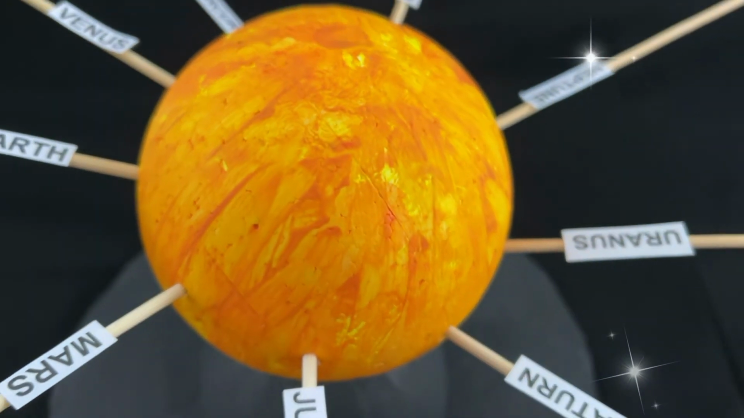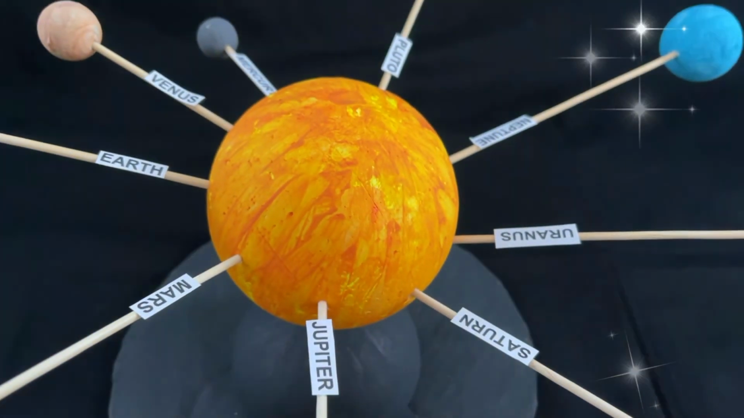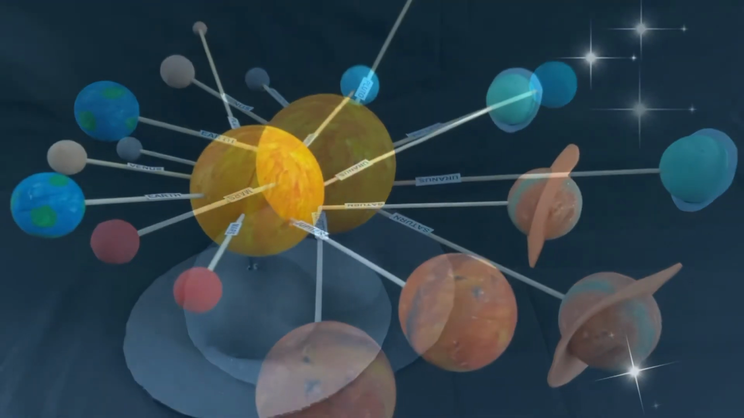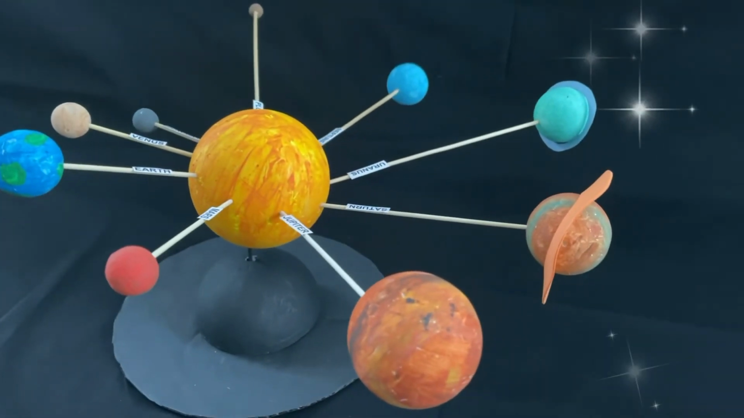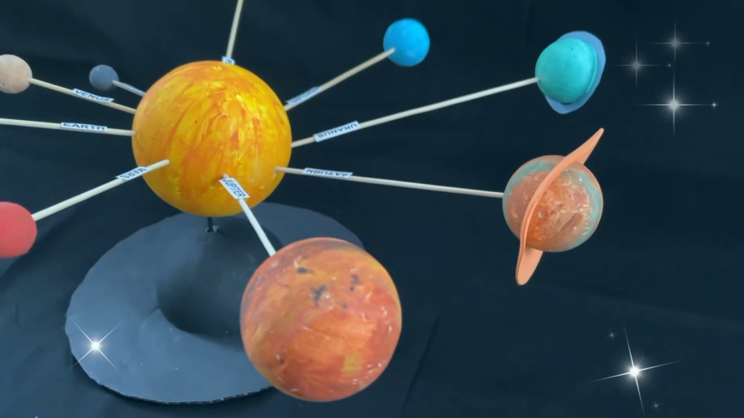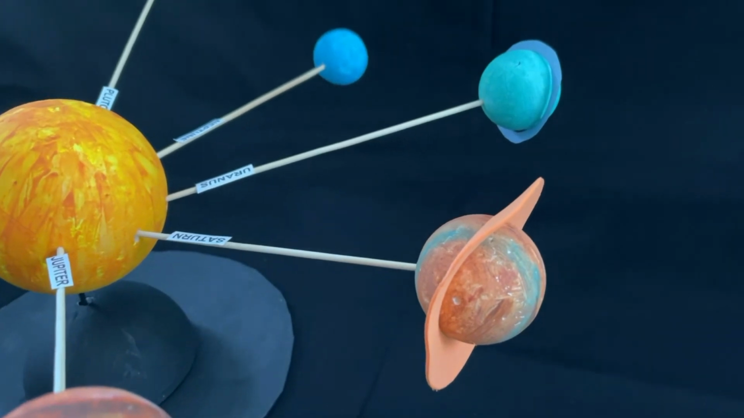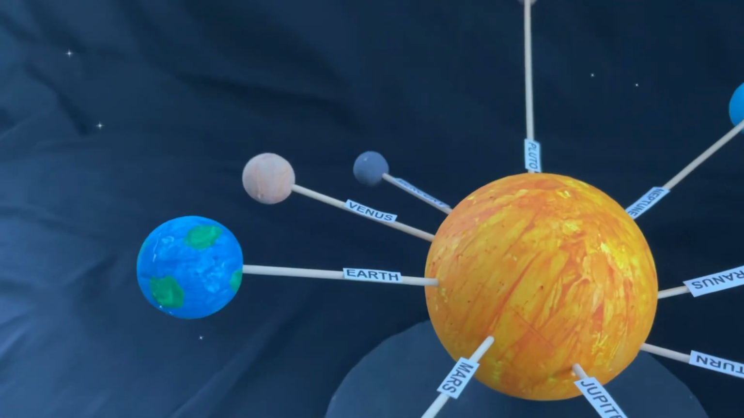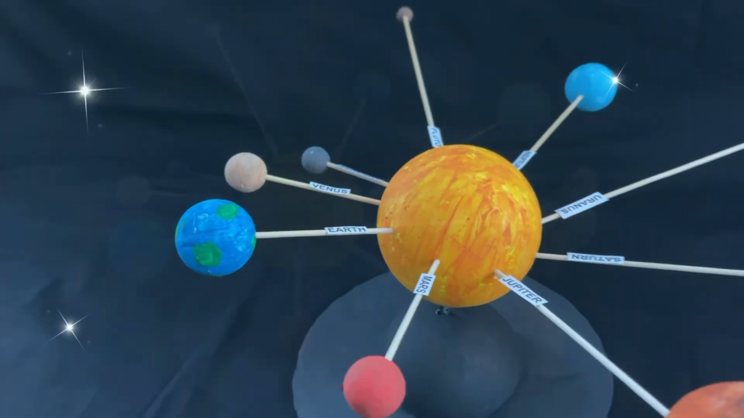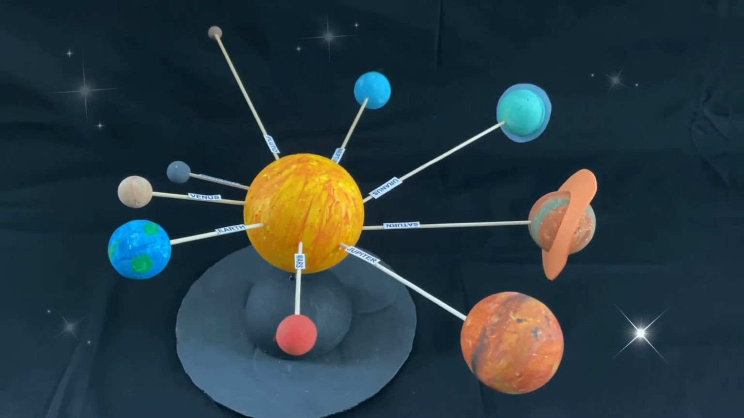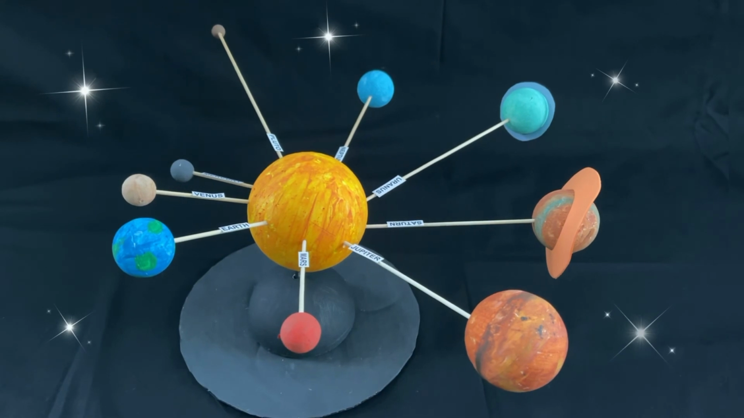Mercury, Venus, Earth, Mars, Jupiter, Saturn, Uranus, Neptune. These are the planets in our solar system. Circle around the sun, circle around the sun. These planets circle around the sun. The sun. This is our solar system.